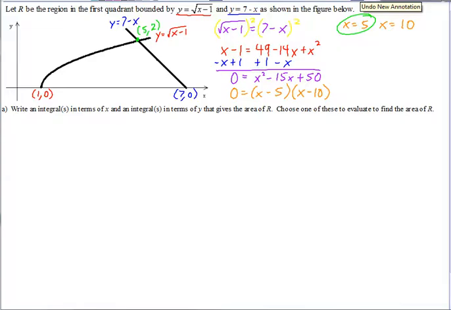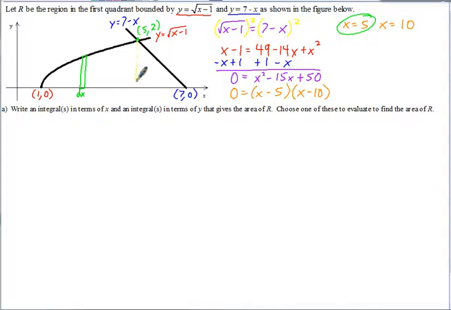Alright, so now we're all set up. We found all those points there, x and y coordinates, to figure out our integrals. Let's start with the one you're more used to, using a vertical rectangle. If you draw the vertical rectangle right here, it's between square root of x minus 1 and 0, y equals 0. But notice that's not always the case.